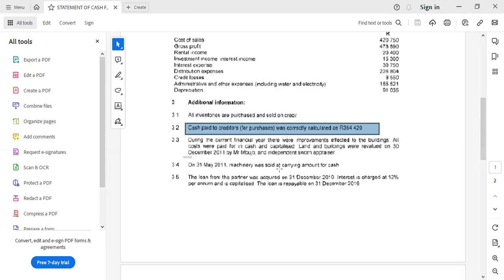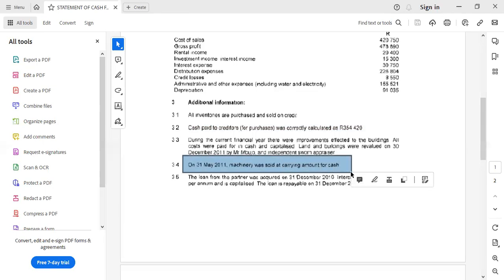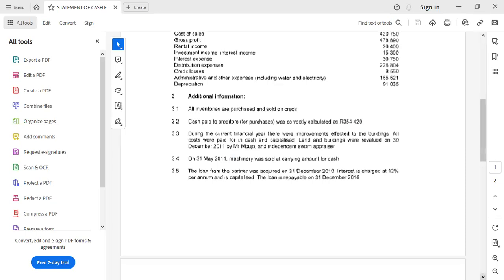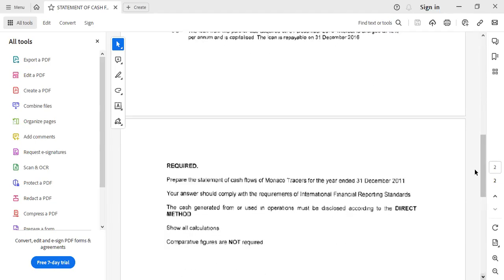Then on 31 May, machinery was sold at carrying amount. I will explain later, right? The loan from a partner was acquired on 31 December. Interest is charged at 12% per annum and is capitalized. The loan is repayable on 31 December 2016. So there was a loan that was taken and interest was capitalized. I will explain again.